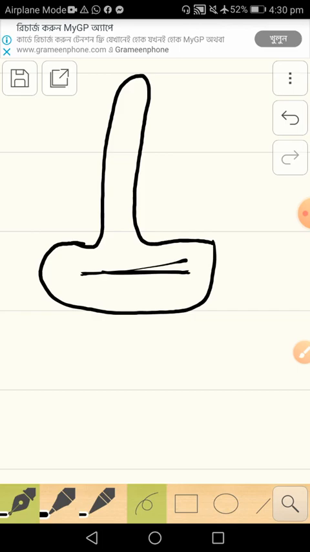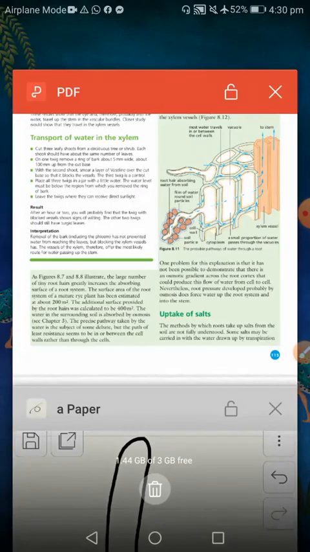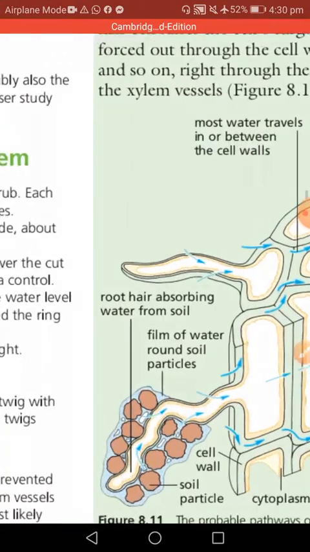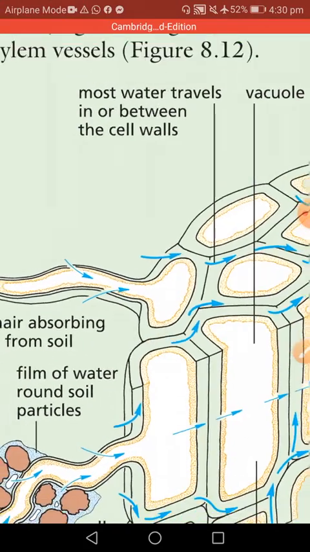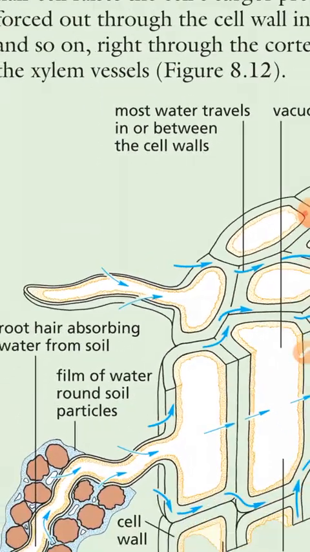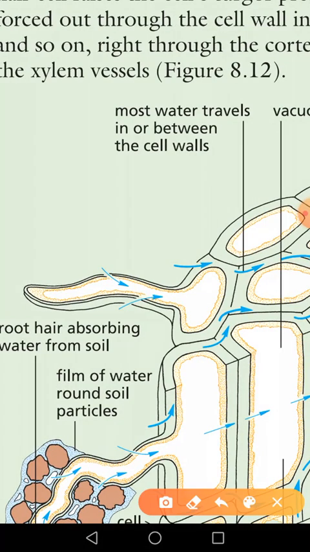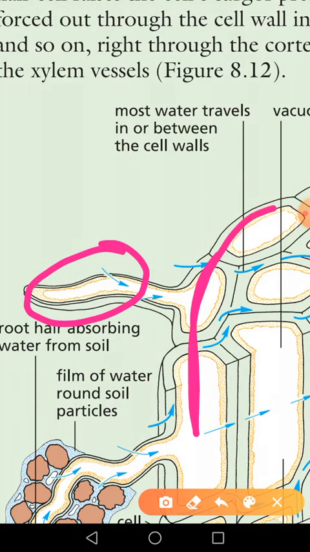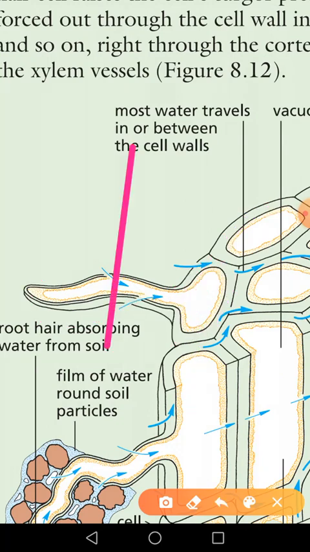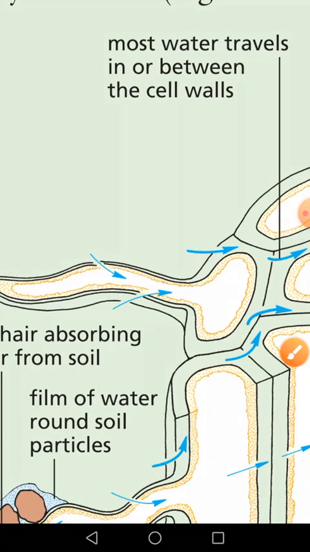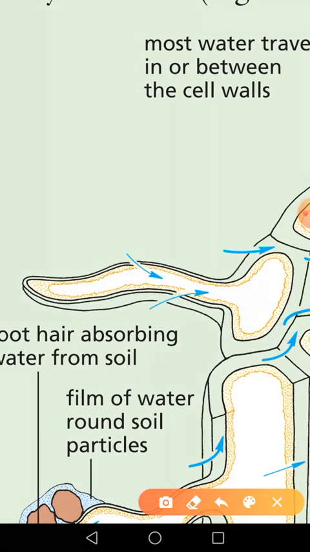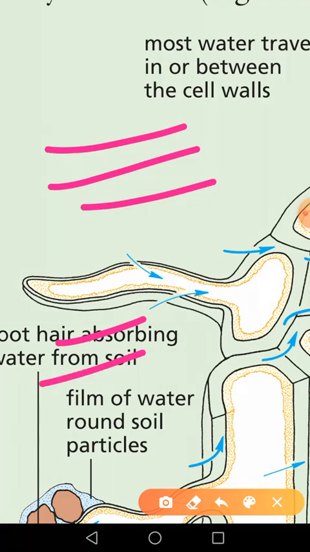I have the diagram over here, so I need to draw it again. Now look, this is the root hair cell and this is the epidermal cell that contains the part of a root. So what happens, let me tell you. Firstly, this is the soil region.